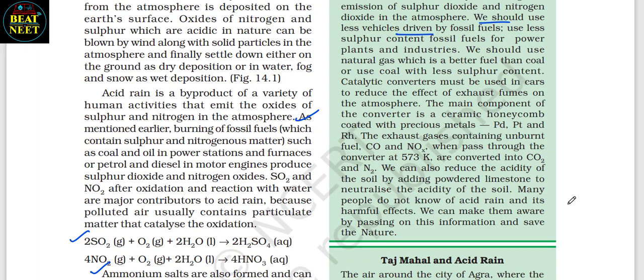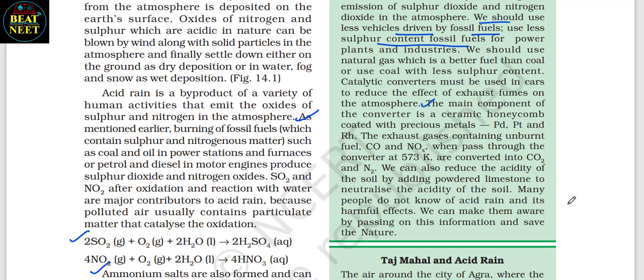We should use fewer vehicles driven by fossil fuels, and use less sulfur-content fossil fuels for power plants and industries. We should use natural gas, which is a better fuel than coal, or use coal with less sulfur content. Catalytic converters must be used in cars to reduce the effect of exhaust fumes on the atmosphere. The main component of the converter is a ceramic honeycomb coated with precious metals Pd, Pt, and Rh.